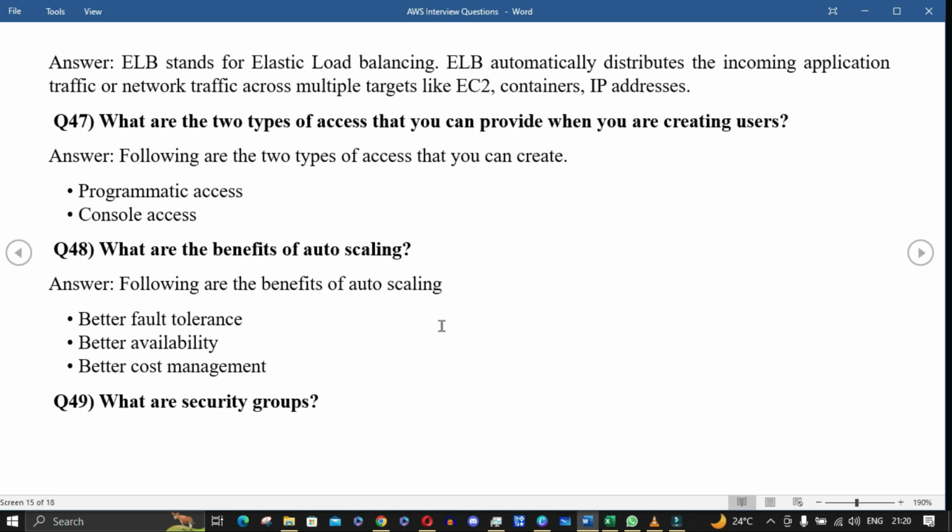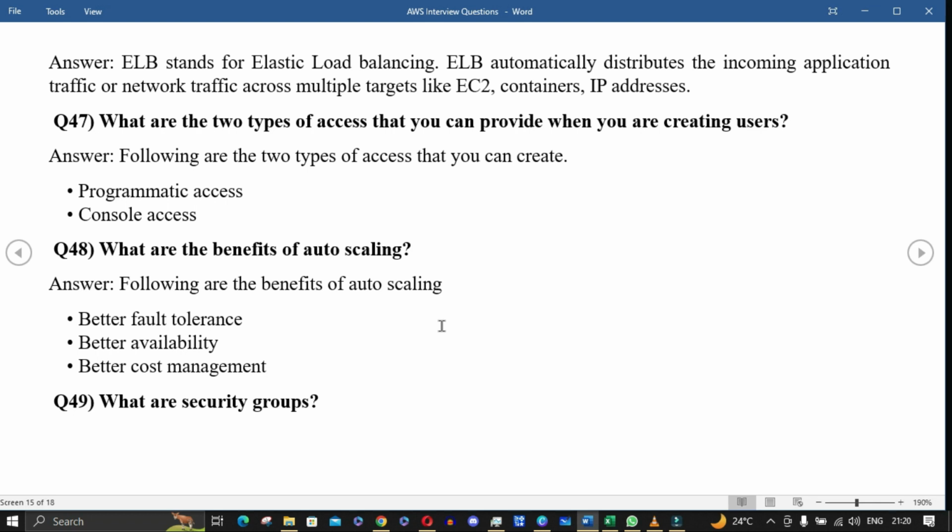Following are the two types of access that you can provide: programmatic access, console access. Question number 48. What are the benefits of auto scaling? Following are the benefits: better fault tolerance, better availability, better cost management.